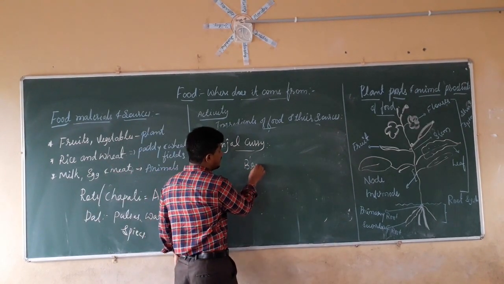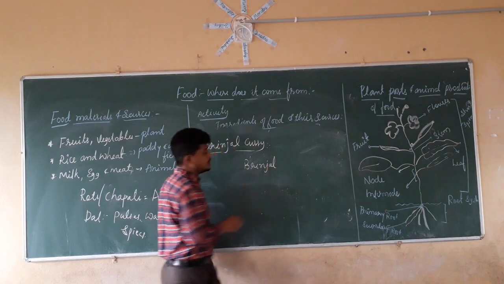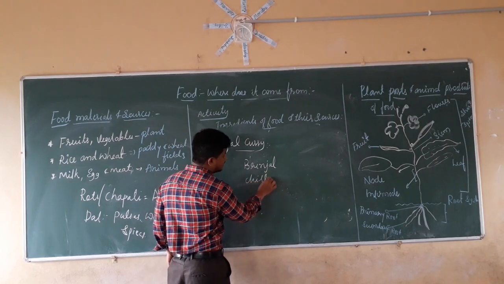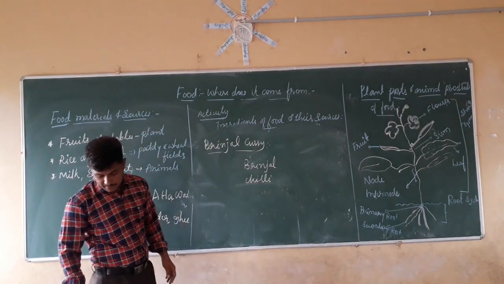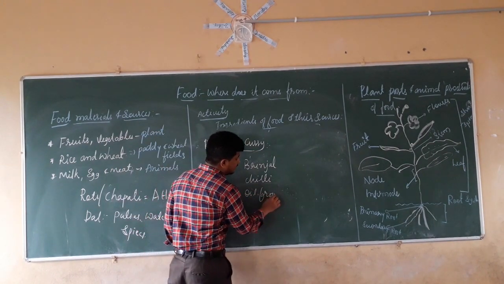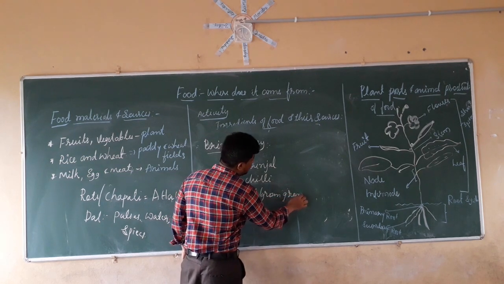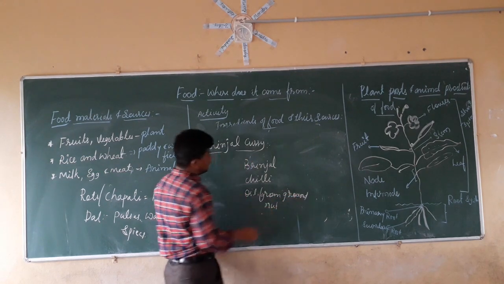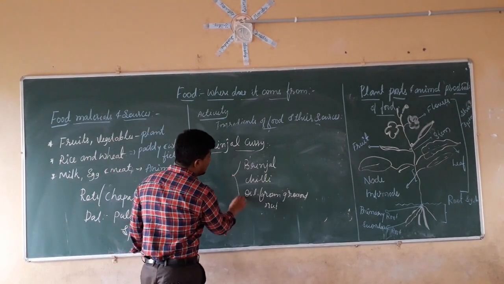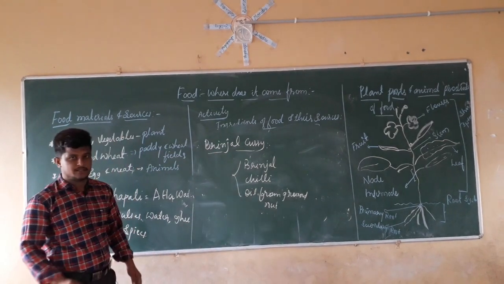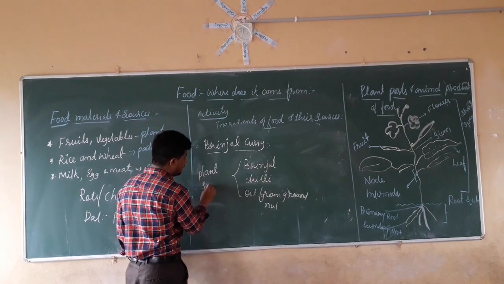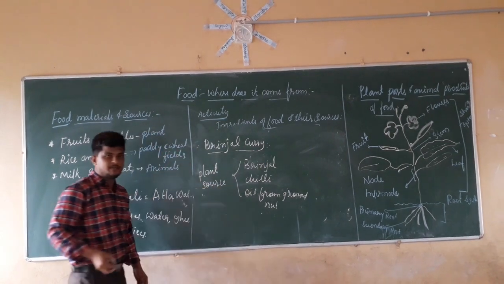The first ingredient is brinjal. The second one is chili powder as spice. Third, we are going to use oil, oil from groundnut. These are the ingredients we are going to use. Now brinjal, chili and oil from groundnut all came from which source? They came from the plant source. They are items of the plant source.